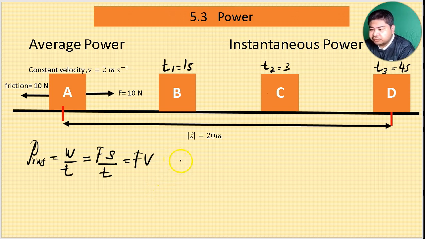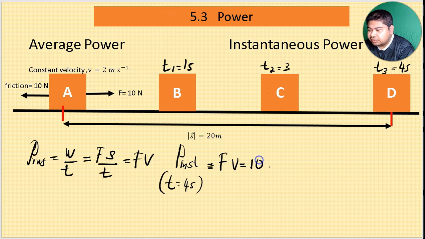Let's say the question asks you to find the instantaneous power at t equals 4 seconds, at point D, and the instantaneous power is for the external force. So then you are going to use the external force times the velocity. The external force is 10 times the velocity at 4 seconds, because the object is moving with a constant velocity. So the velocity of the object at 4 seconds is also 2 meters per second. So the instantaneous power delivered by the external force is 20 watts.